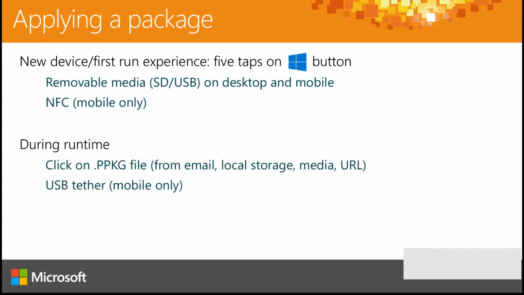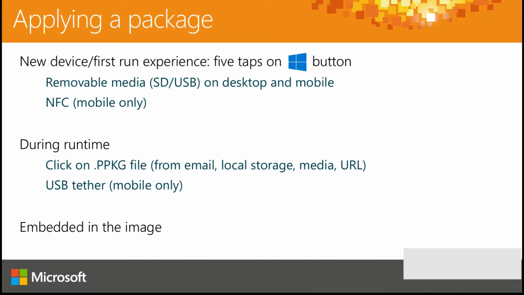Now, you can also do it during runtime. Okay, so click on a PPKG file from an email. So after the fact, you can add these packages afterwards. If you want to add multiple packages, you can go into settings, where we went into work access, and add additional packages to that. From email, local storage, USB tether, which we're going to show you in a sec. Embedded in the image. So if you are using Config Manager, you can embed these PPKG files into the image itself. All right, so you have the opportunity to do that.